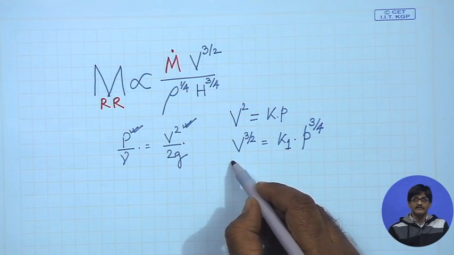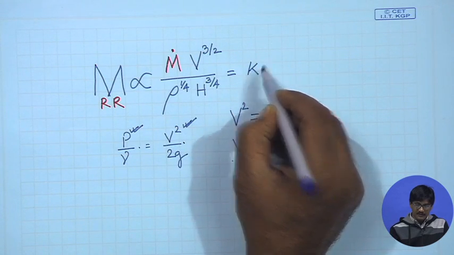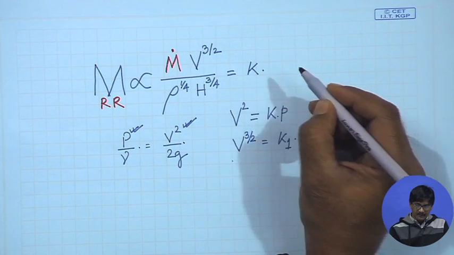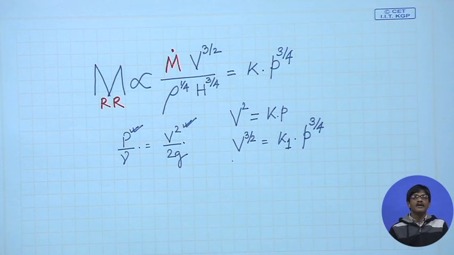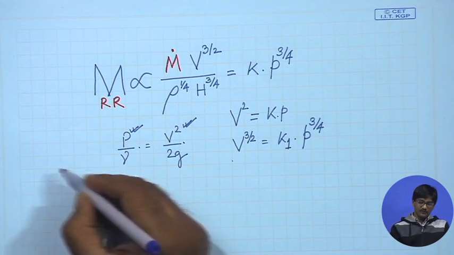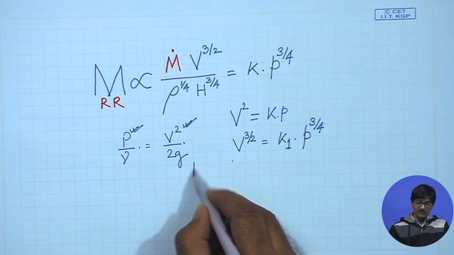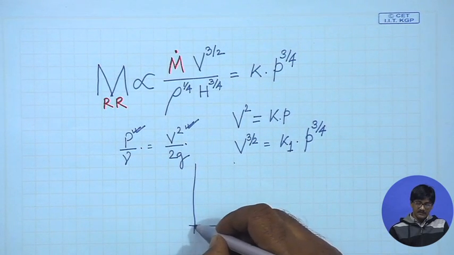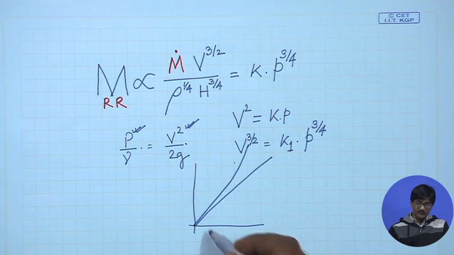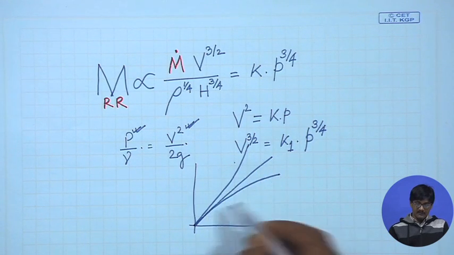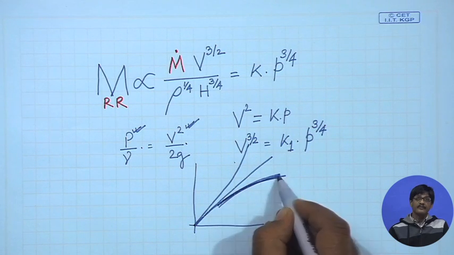This is the relationship: MRR is equal to a constant into p to the power 3/4. If you have p to the power 3/4, after studying ultrasonic machining, you can very well say that this is to the power 1, this is to the power more than 1, this is to the power less than 1. So it must be having something of this type, okay?